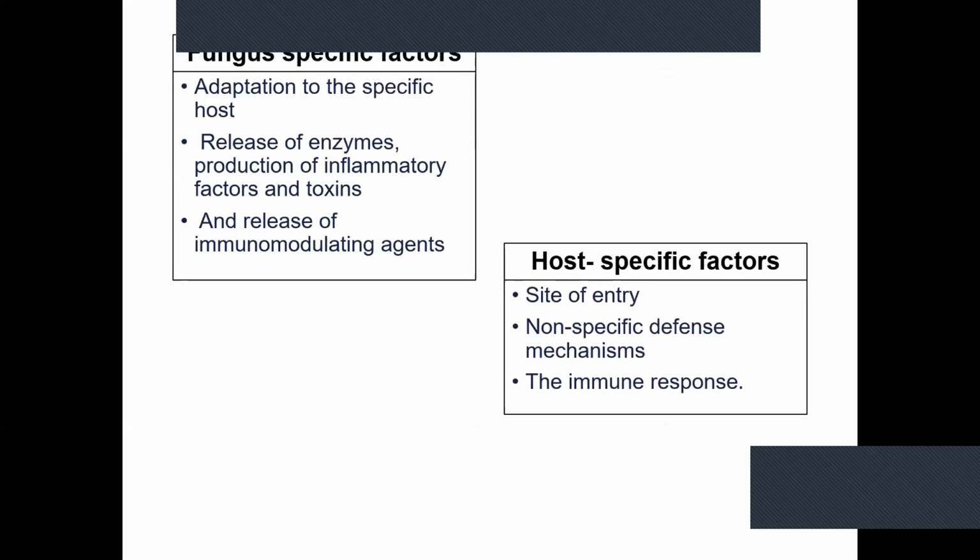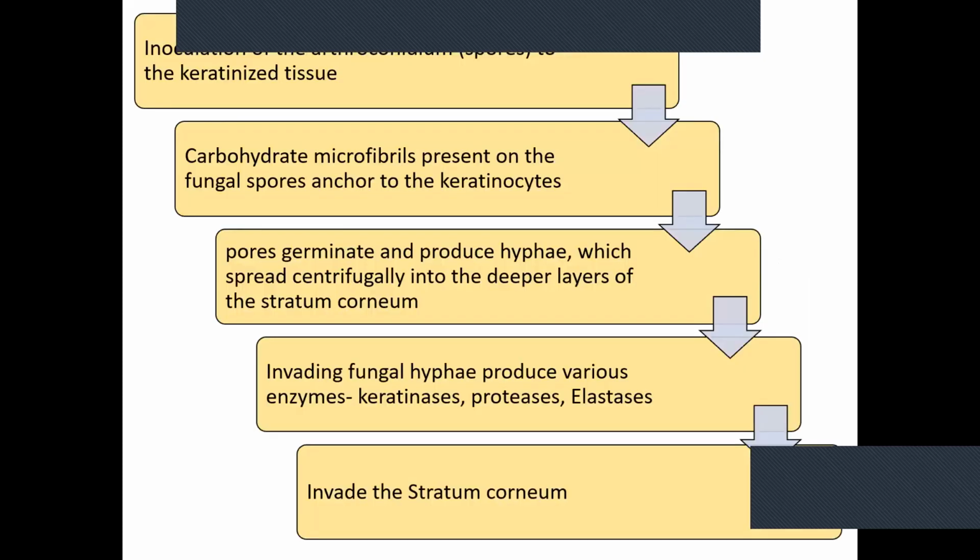Then there are certain fungal specific factors and host specific factors which decide the risk. Fungal factors include adaptation to a specific host, release of enzymes, production of inflammatory factors and toxins, and release of immunomodulating agents. Host specific factors include the site of entry, non-specific defense mechanisms, and immune response. Looking at the pathogenesis, once there is inoculation of the arthroconidia, that is spores, to the keratinized tissue, the carbohydrate microfibrils present on the fungal spores anchor to the keratinocytes.